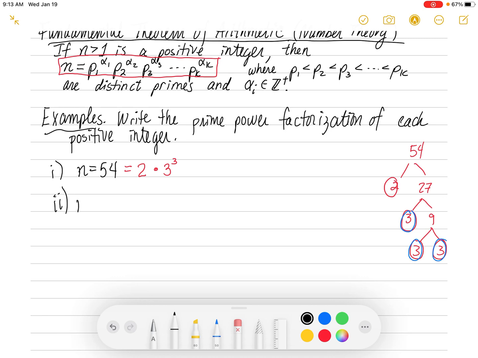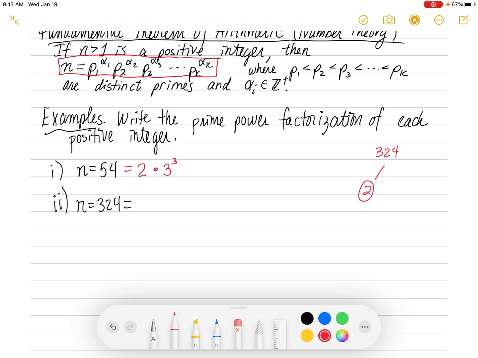Let's say we have 324 as our positive integer, and we want to factor that down. So off to the side, I'm going to do my scratch work, my factor tree. 324. I'll just start factoring. I know 324 is even. Anything that's even is going to have an even digit on the end, so 324 is divisible by 2. Circle that. So 324 divided by 2, I believe, is 162.